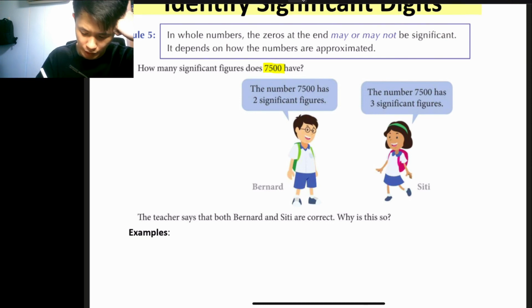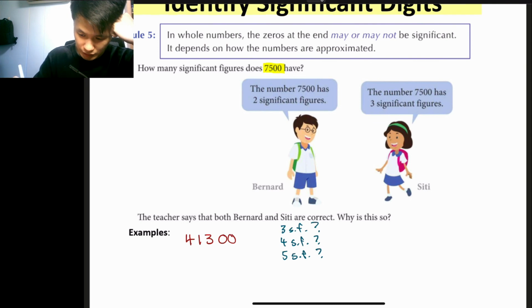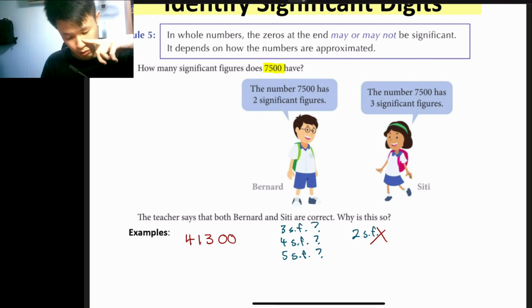So for example, I have 41300. I can say this can have 3 SF, 4 SF, or 5 SF. All is fine. It depends on how it's rounded. We cannot say that this has 2 SF because that is not true, since it has at least three non-zero digits. So minimum you need to have 3.